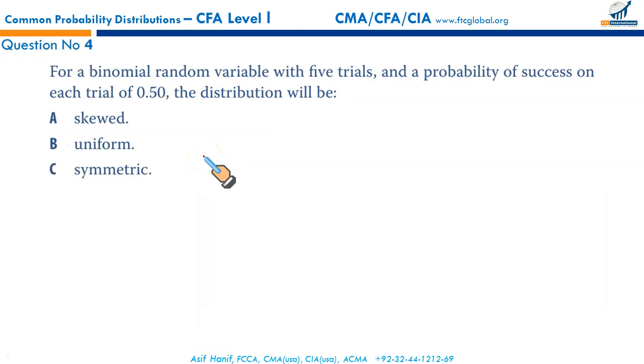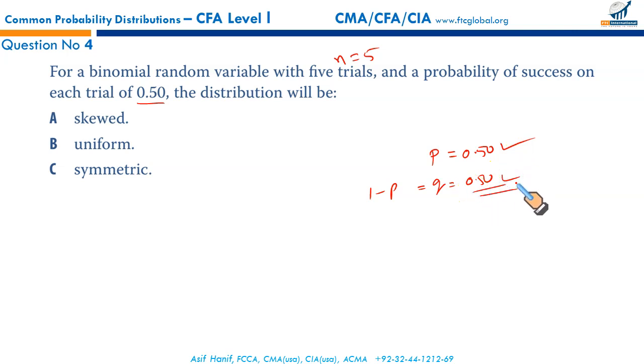Next, for a binomial random variable with 5 trials, n is 5, and the probability of success on each trial is 50%, p is 0.5, and normally I would prefer using q rather than 1 minus p, which means the same, 0.5. See, the probability of success and the probability of failure are both the same. So such a binomial distribution, where the probabilities of success and failure are the same, is called symmetric.